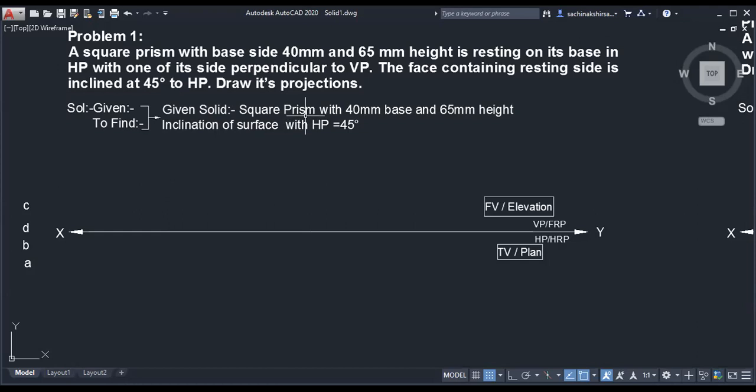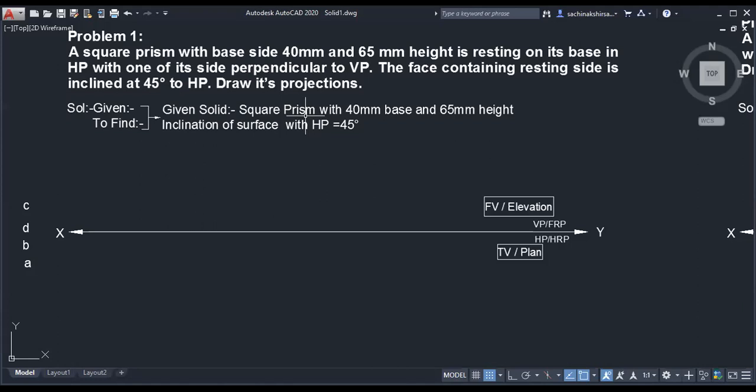What is 40 mm? Base side. A square has many sides, 4 plus 4 plus 4, 12 edges we will say. But what is given? A square prism with base side 40 mm, and how much height is given? 65 mm.